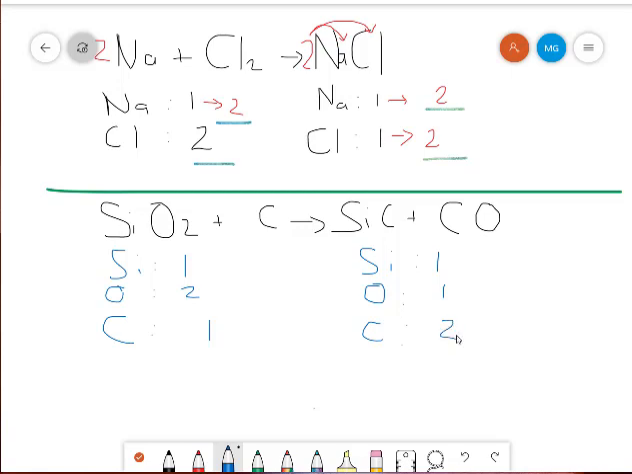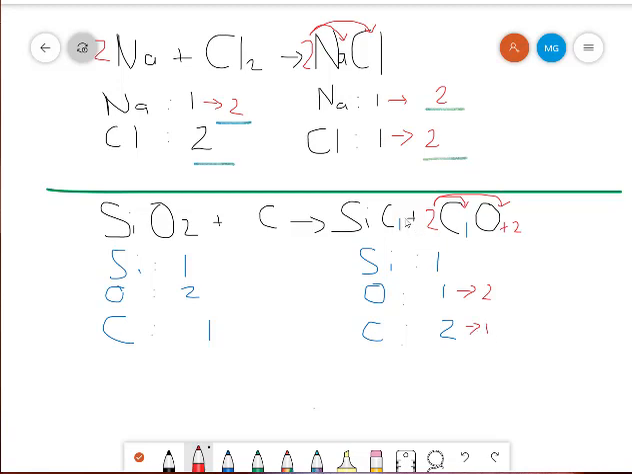The easiest thing for me to do is to try and increase my oxygen on the right side. So on the left side I have 2 oxygens, on the right side I have 1. For me to make the oxygen on the right side a 2, I need to multiply that oxygen with 2. I need to put the 2 in front of the CO. So I'm going to multiply my oxygen and my carbon with 2. So that leaves me with 2 oxygens. And think very carefully now, 2 carbons.